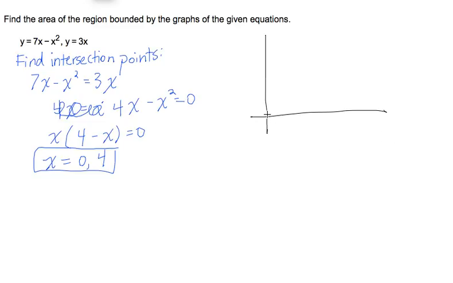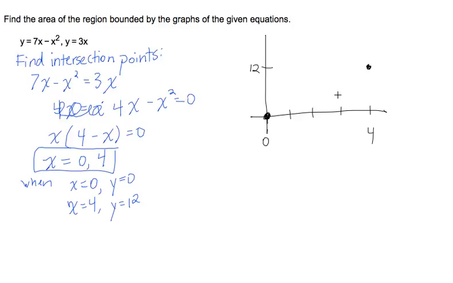So right here I've got 0, 1, 2, 3, 4. Okay, y equals 3x. When x is 4, we can plug 4 into either equation to get the corresponding y value. When x is 0, y is 3 times 0, or also 0. And when x is 4, y is 3 times 4, or 12. So they must intersect at both (0, 0) and (4, 12).